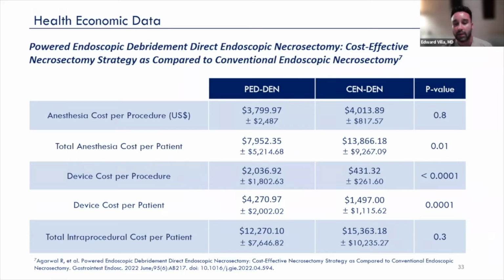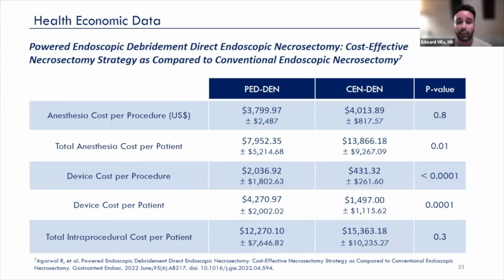Now, remember when we went over my data earlier on in the presentation, the total procedure time, so scope in and scope out, was roughly the same between both groups. The main difference was the total debridement time per procedure, which was actually shorter in the EndoRotor group. But this is interesting. The total anesthesia cost per patient is significantly lower in the EndoRotor group than in the conventional group. And why is that? It's because you're doing fewer cases, so less anesthesia time.